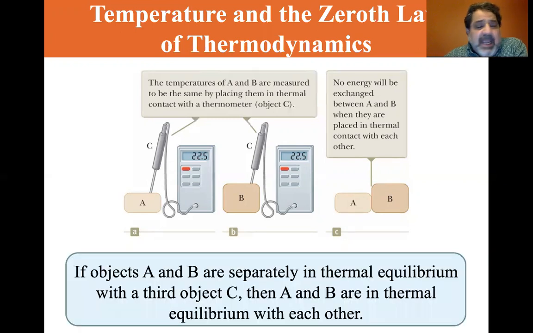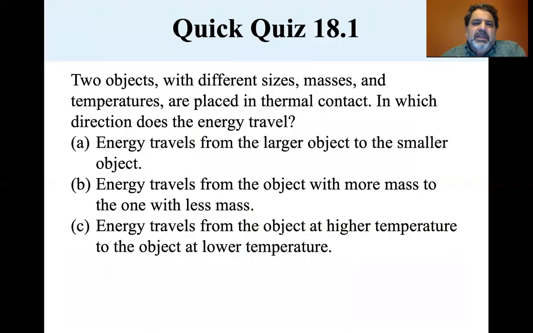So if objects A and B are separately in thermal equilibrium with the third object C, then A and B are in thermal equilibrium with each other. If they're at the same temperature, there will be no transfer of heat energy from the hotter item to the colder item. So let's look at this quick quiz.